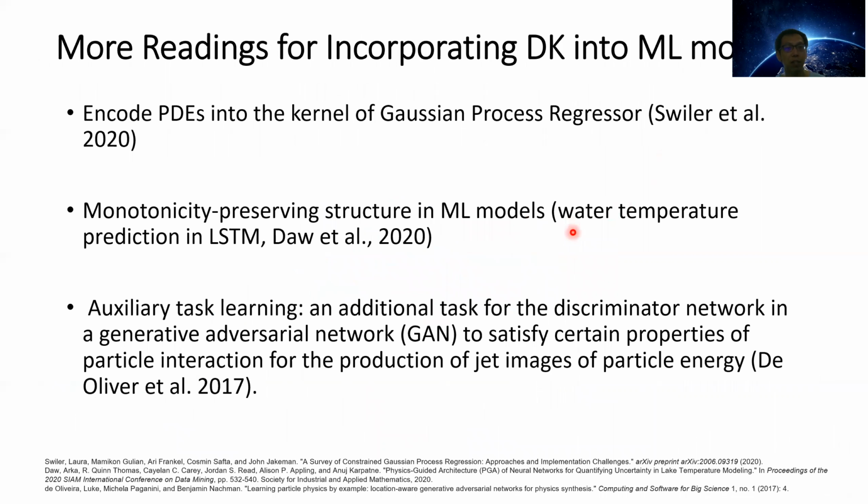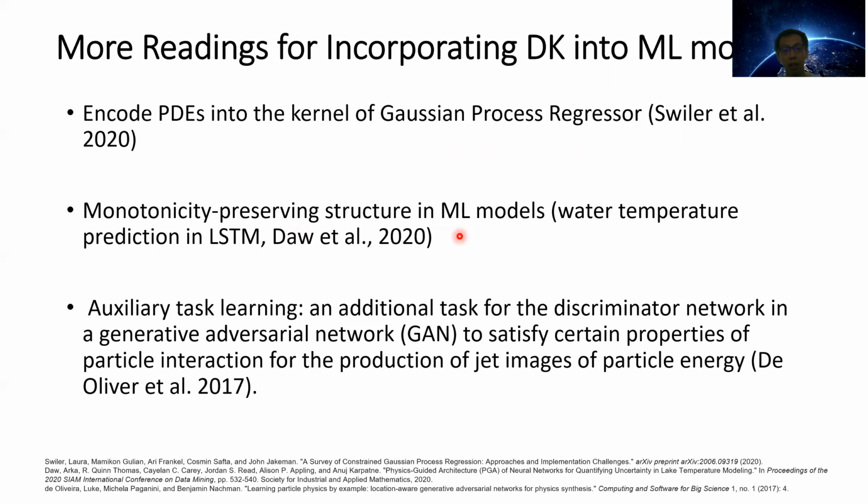And here we also list some more literature on incorporating domain knowledge into machine learning models. Previously we have shown that it's possible to use domain knowledge in designing neural network architectures, like the hidden layers, and also the entire structure, like the additional layers or the hidden units. But some works have also talked about using such domain knowledge to guide the design of the kernel for Gaussian processes.